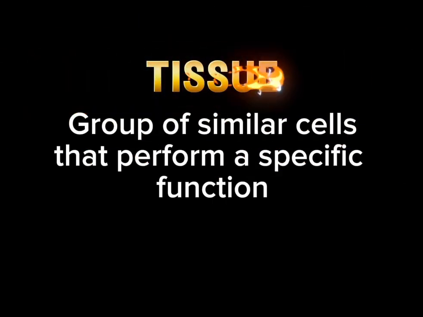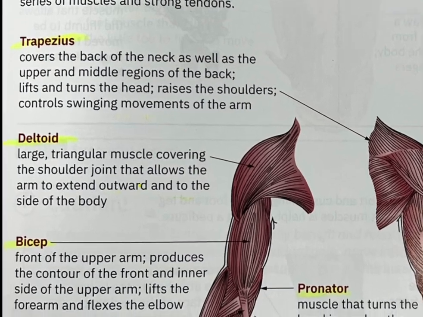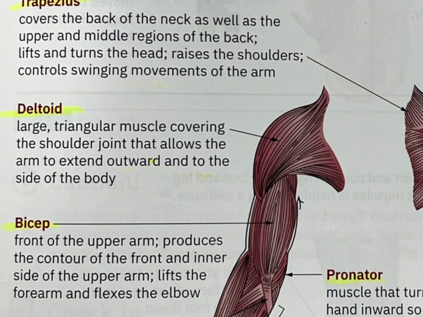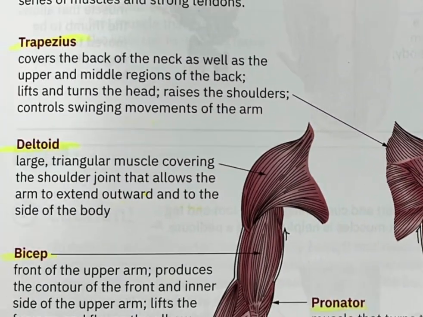Tissue, group of similar cells that perform a specific function. Trapezius, muscle that covers the back of the neck and upper and middle regions of the back, lifts and turns the head, raises the shoulders, and controls swinging movements of the arm.